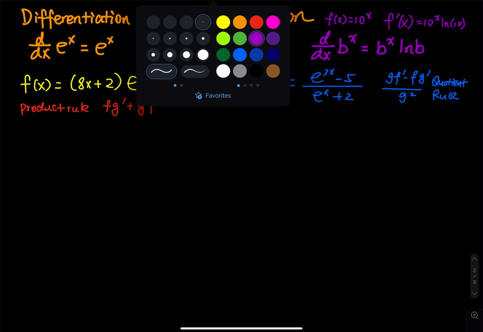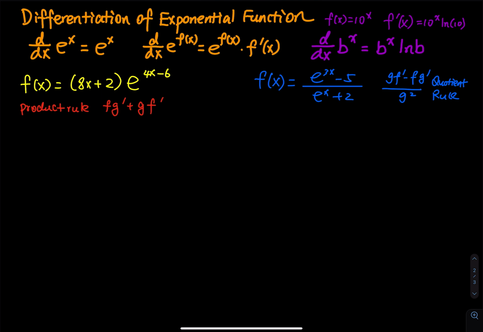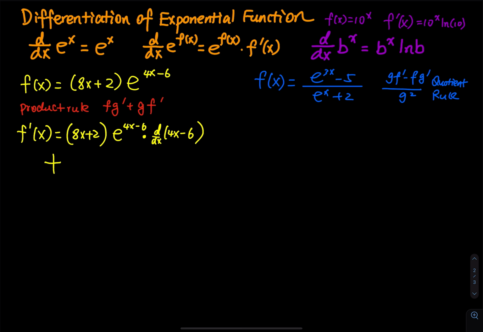Okay, back to our first function. We have f of x equals (8x plus 2) times e to the 4x minus 6. We have a linear function times an exponential function. So using the product rule, fg prime plus gf prime. We have f prime of x: f is 8x plus 2, and then the derivative of e to the anything is e to the anything, and then you have to multiply by the derivative of 4x minus 6. Let's just write it out. Then we do a big plus, and g is e to the 4x minus 6.